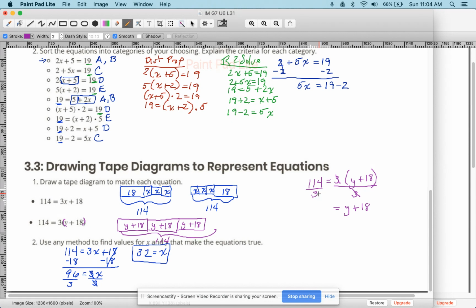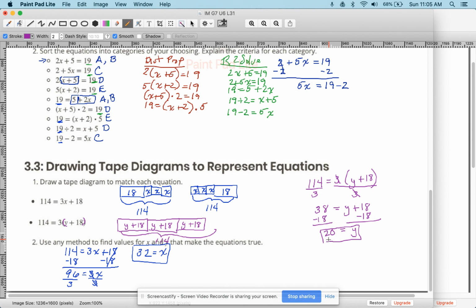114 divided by 3 is 38. So now I have 18 being added to my variable. So to get rid of that, I would subtract 18, and I would have 18 minus 18 is 0. Over here, I would have y by itself, and then 38 minus 18 is 20. So y would equal 20.